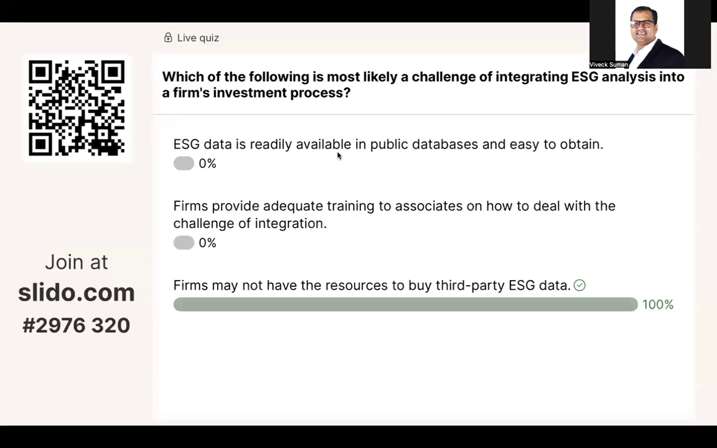Firms may not have the resources to buy third-party data. That's the correct answer everybody has given.